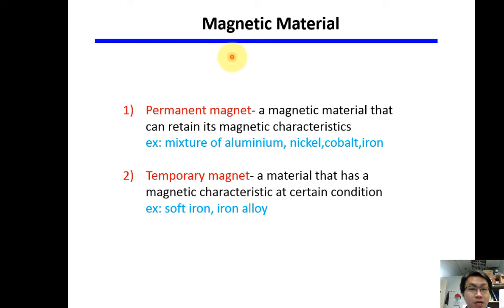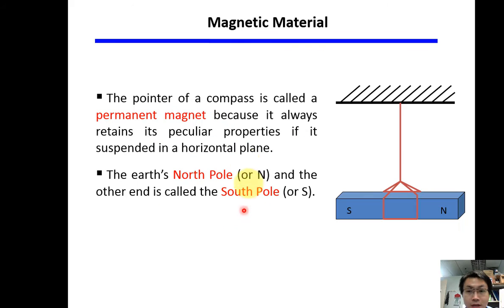So we have several magnetic materials. For example, a permanent magnet is a magnetic material that can retain its magnetic characteristic, for example a mixture of aluminum, nickel, cobalt, and iron. We also have a temporary magnet, a material that has a magnetic characteristic only under certain conditions, for example soft iron and iron alloy.